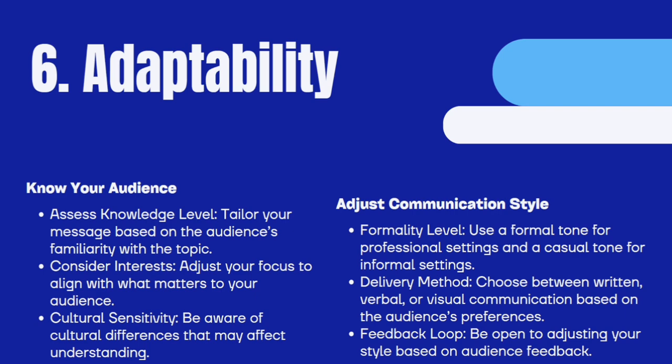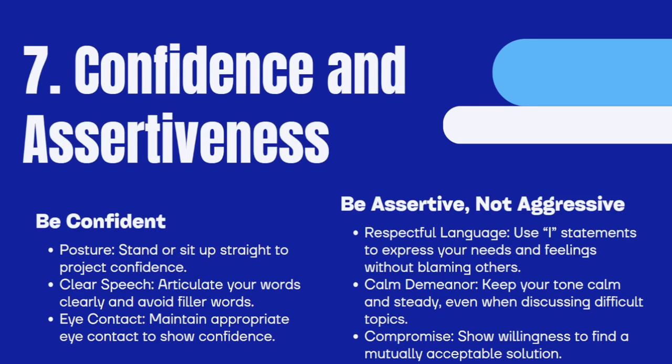Adjust communication style. Formality level. Use a formal tone for professional settings and a casual tone for informal settings. So you have to use the formal tone. And delivery method. It means that you have to choose between written, verbal, or visual communication based on audience preference, as well as feedback loop. Be open to adjusting your style based on audience feedback.